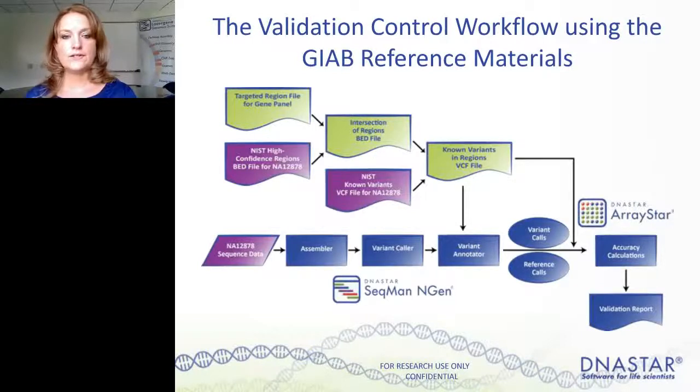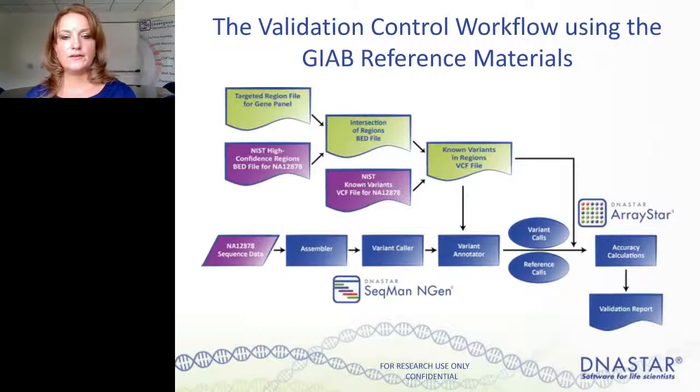So here's a flow chart of how you might use the validation control workflow in DNASTAR software. So here at the top and to the left, you can see that we have used a bed file of the high confidence regions for that NA12878 sample, and we've crossed it with the targeted regions for the gene panel. Then likewise, we took the bed file and we crossed that with the VCF file that had all of the known variants for that sample.